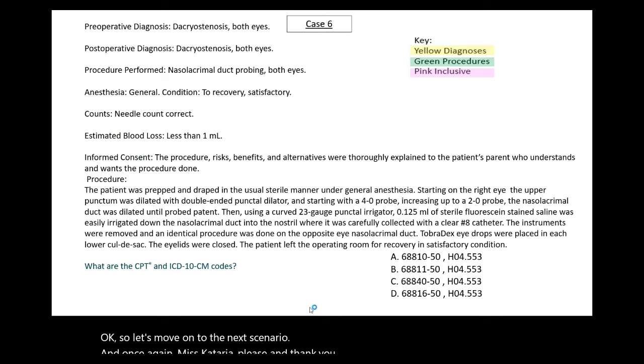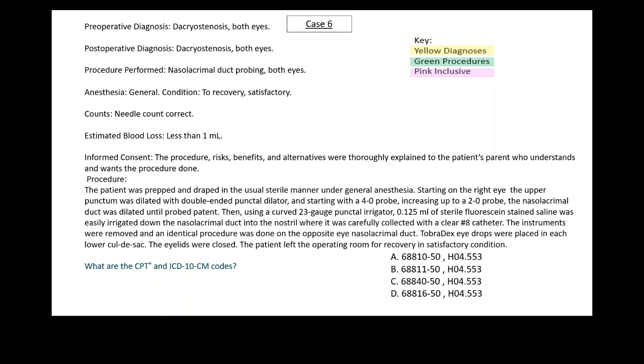Okay. What are the CPT and ICD-10 codes? A, 68810 with a modifier 50, H04.553. B, 68811 modifier 50, H04.553. C, 68840 modifier 50, H04.553. D, 68816 modifier 50, H04.553.